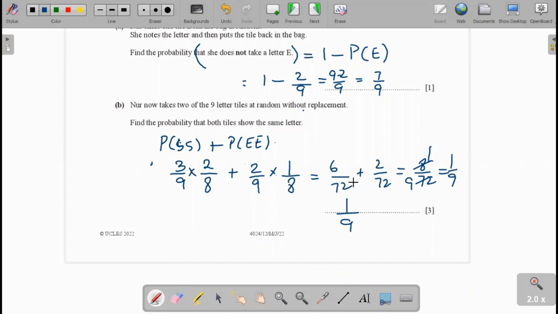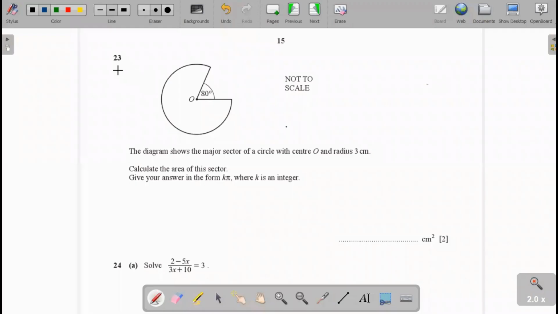And the next question, question 23. The diagram shows the major sector of a circle with center O and radius 3 centimeters. Calculate the area of this sector. Give the answer in K pi form, where K is an integer.